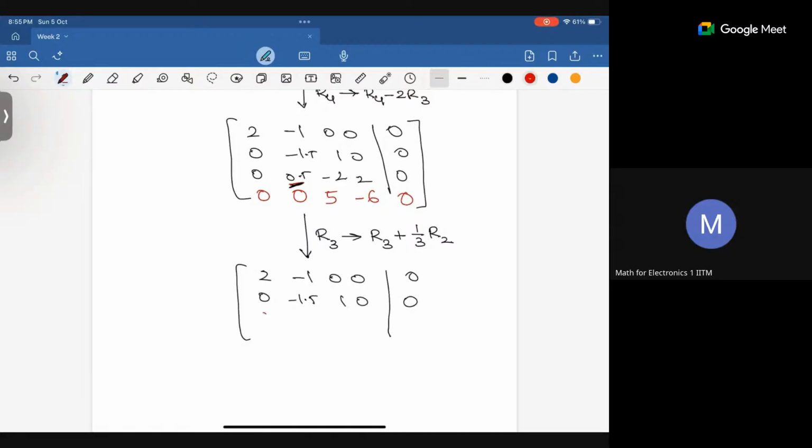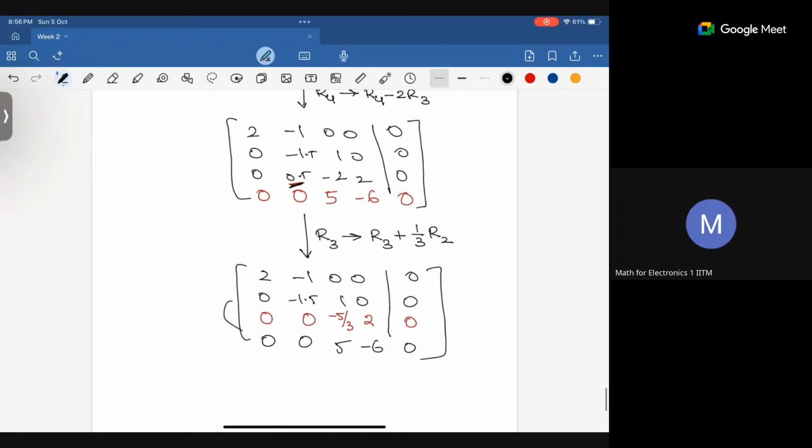Now this will become 0, this will become 0. This will become minus 2 plus 1 by 3. It is minus 6 plus 1 by 3. So minus 5 by 3. This is minus 5 by 3. And this is 2. And this will be 0. And the last row, we are not changing it. 5, minus 6, 0. So now what we can do is we can multiply 3 to the row 3.